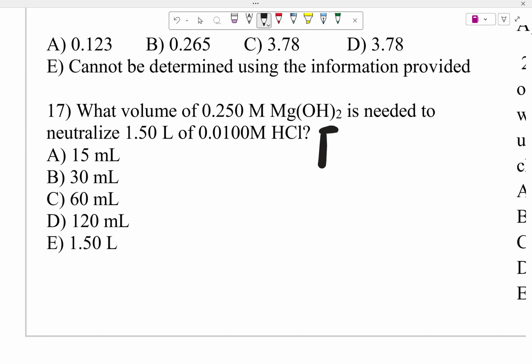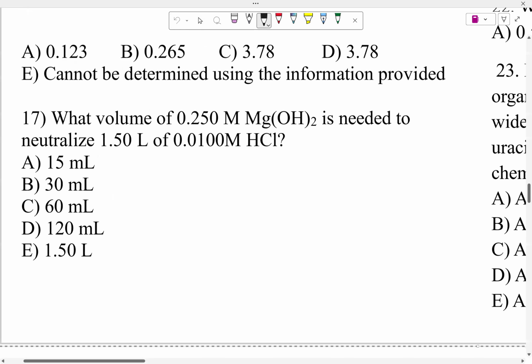At neutralization, oh my goodness, that's thick. One second. Why is that so thick?